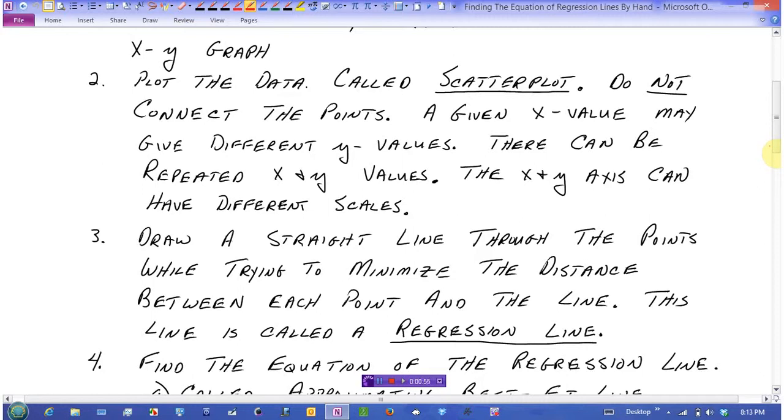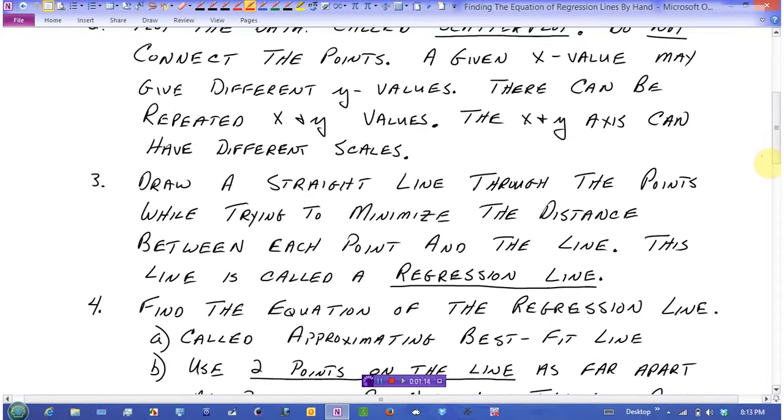That would be called a scatter plot. You don't want to connect any of the points together. You're just going to leave those as points. And sometimes you may have duplicate X or duplicate Y values. You may have a data point that has the same X or the same Y. Also, another thing about that graph is you really don't have to have the X and Y axes have the same scales. It may turn out that the Y-axis may be in thousands and the X-axis may be in tens. That really doesn't matter.